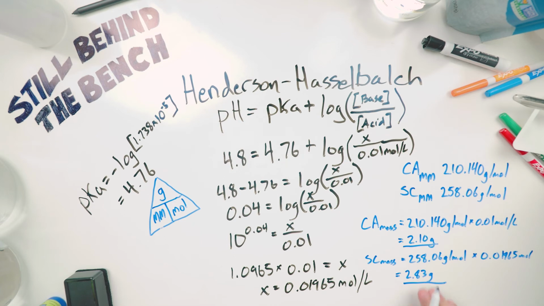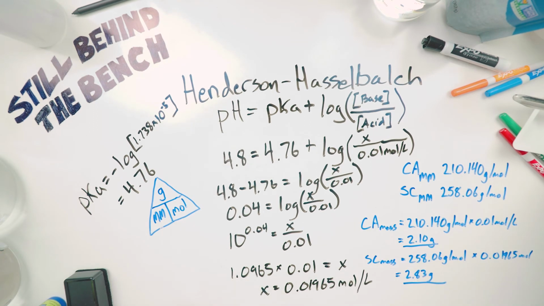this is per liter. So if you wanted to add to, say, 5 gallons of liquid or 19 liters of liquid, you'd just multiply this and this by 19. So you'd get probably around 40 grams citric acid, and what would that be? Almost 60 grams of sodium citrate to make this buffer.